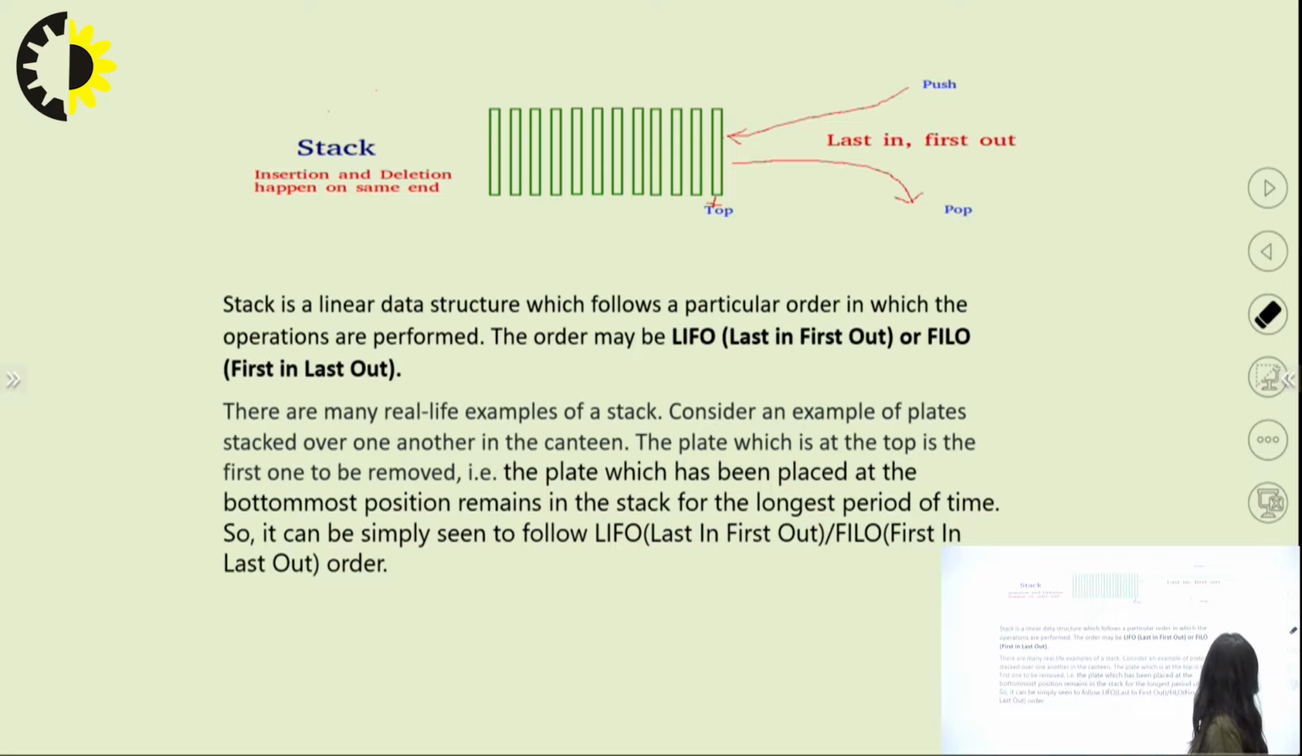Now, what is happening here? You can see it's like an array. There are a number of slides, or you can say these are a number of data plates. Okay. Now, this is in a stack. What happens in a stack? What is a stack? A stack is a linear data structure which follows a particular order in which operations are performed. The order may be LIFO, last in first out, or first in last out.